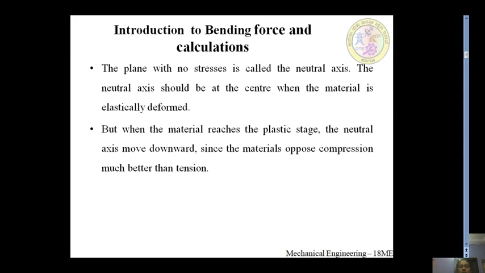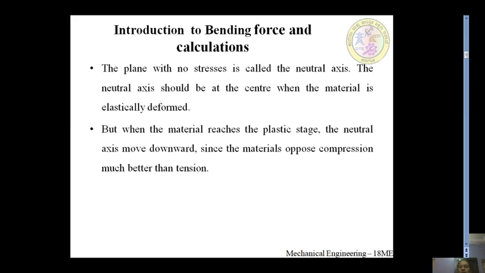In the last session we came to know that when the bending of sheet takes place, it is subjected to both tensile and compressive stresses. The upper layer of the sheet is subjected to tensile stress and the innermost layer is subjected to compressive stress. In between these two extremes, there is a layer or axis called the neutral axis, which is neither subjected to tensile stress nor compressive stress. So the plane with no stresses is called the neutral axis.